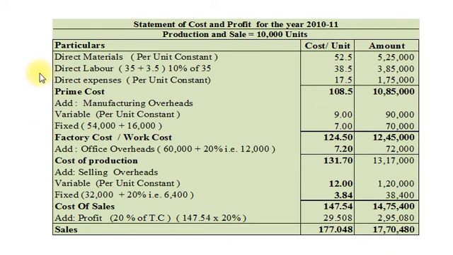Now dear students, we will prepare estimated cost sheet for the year 2010-11. Our production and sale will be 10,000 units. Our statement will be particulars, cost per unit and amount. Dear students, remember, always when you prepare estimated cost sheet, first column will be cost per unit and then you find amount. Here direct material cost, and there is no information about increase or decrease in direct material cost.